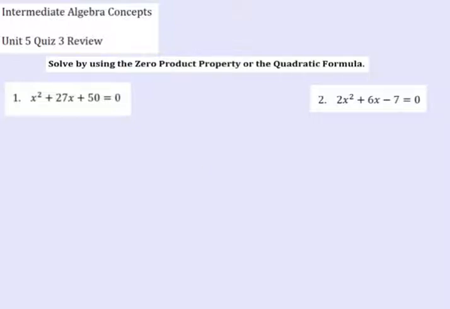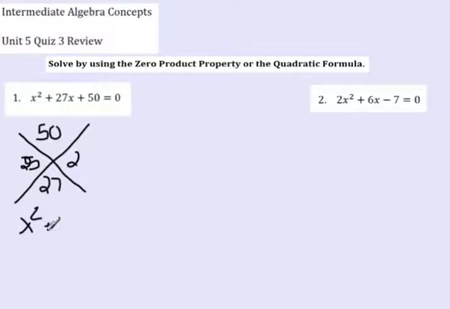So let's go ahead and take a look at number 1. Number 1 to me looks like it's pretty easy to use the zero product property. We're multiplying to 50 and adding to 27. Now I know that that is something that I can do. 50 to 27, so that's going to be 25 and 2. So now I'm going to split up that middle term. Instead of writing 27x, I'm going to put an x with each of those. So I have x squared plus 25x plus 2x plus 50 is equal to 0.